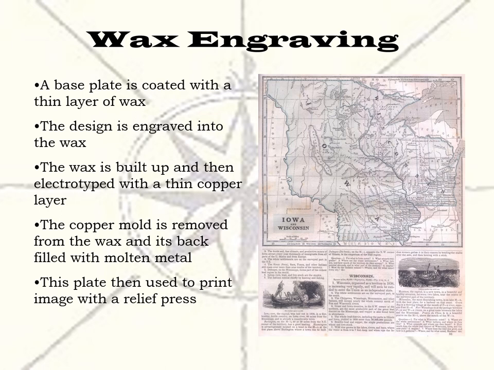The copper shell is then removed from the wax, and the back is filled with about a quarter inch of molten metal, creating the final printing matrix. This matrix could then be used on a regular relief press.